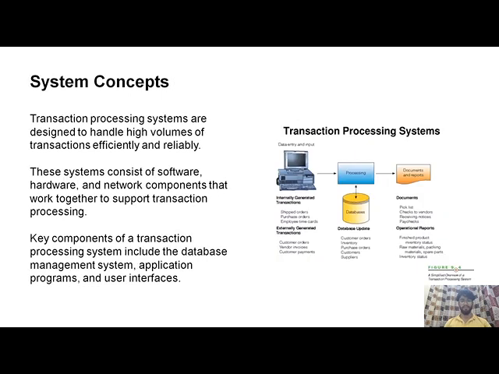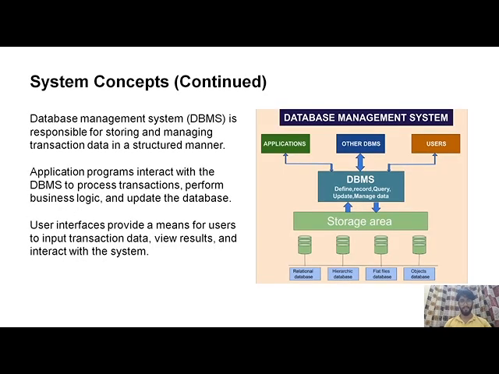System concepts. Transaction processing systems are designed to handle high volumes of transactions efficiently and reliably. These systems consist of software, hardware, and network components that work together to support transaction processing. Key components of transaction processing systems include the database management system, application programs, and user interface.